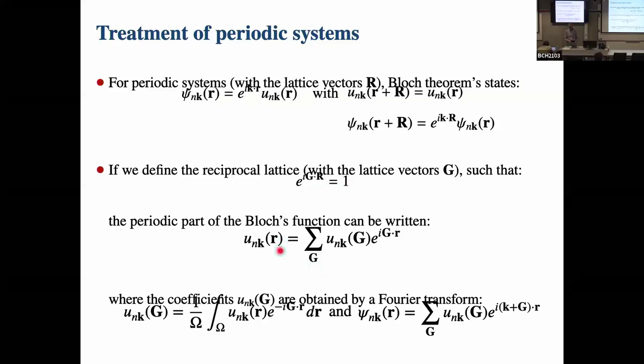And as a result, you can develop the periodic part of the wave function as a sum over these G vectors of some coefficients times the plane wave. And these coefficients can be obtained by doing a Fourier transform. And as a result, the wave function is simply a sum over these G vectors of these coefficients times e^{i(K+G)·r}, where K is the wave vector associated to the wave function.